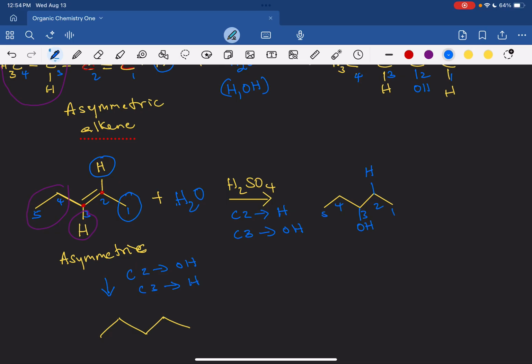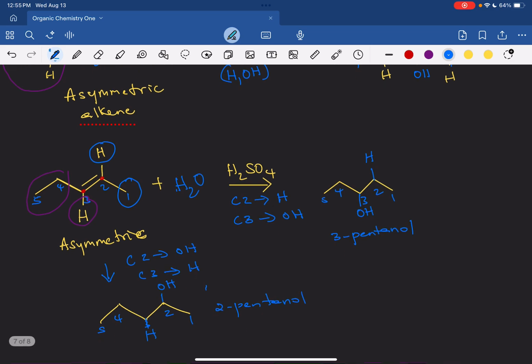Carbon 5, 4, 3, 2, 1. On carbon 2, we're adding OH. On carbon 3, I'm adding H. Now look at this and look at this, and see they're not the same molecule, right? This right here has your OH on carbon 3, so this is 3-pentanol. If you ever want to know if two things are the same, name it, right? Plus, you should be a pro on isomers by now. If we name this one, it's 2-pentanol.